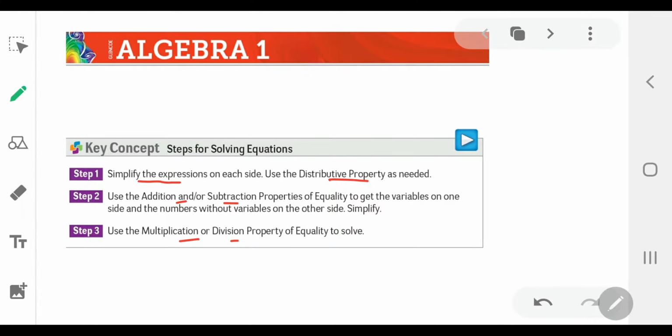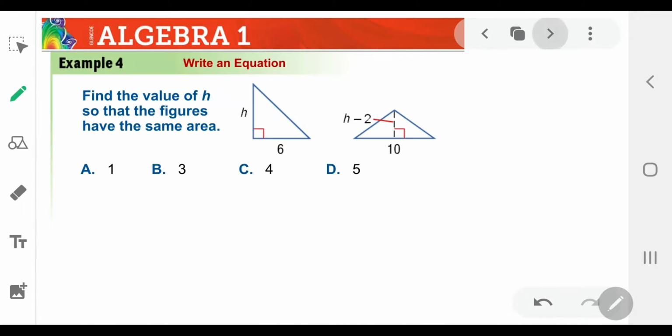As introduced earlier, we said it's opposite to the order of operations in simplifying expressions. In solving equations, addition and subtraction come before multiplication and division.